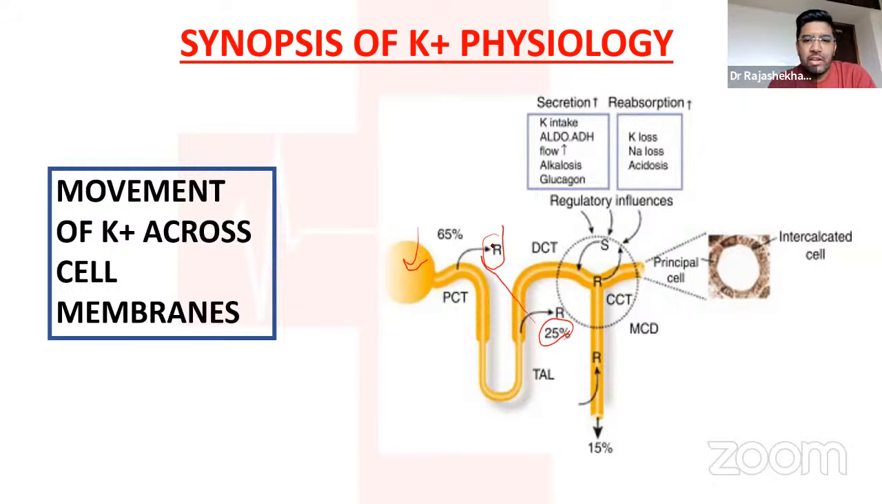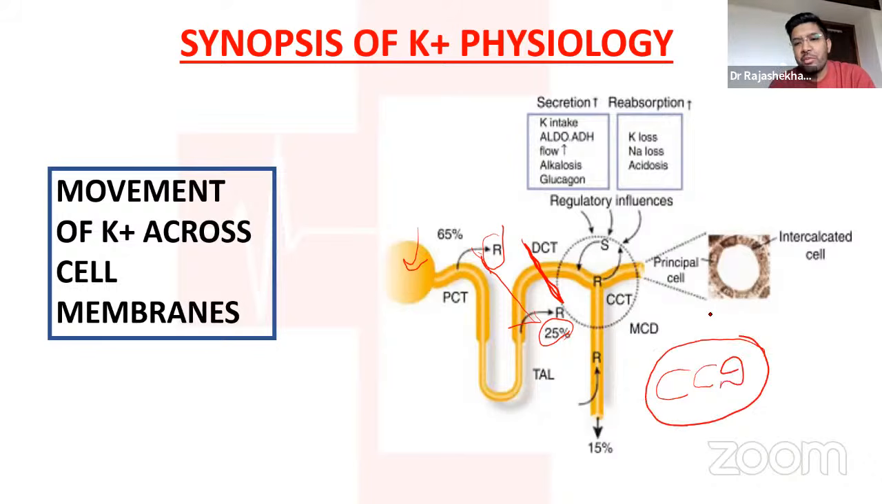So if you see, 90% of the potassium which has been filtered from the glomerulus is reabsorbed by the time it comes to the distal convoluted tubule. The secretion of this potassium takes place in the terminal part of the DCT and the collecting duct, also called the CCD, that is, the cortical collecting duct. The terminal part, that is the D2 part of the distal convoluted tubule, and the cortical collecting ducts, where the principal cells are situated, are the very important cells involved in potassium secretion.